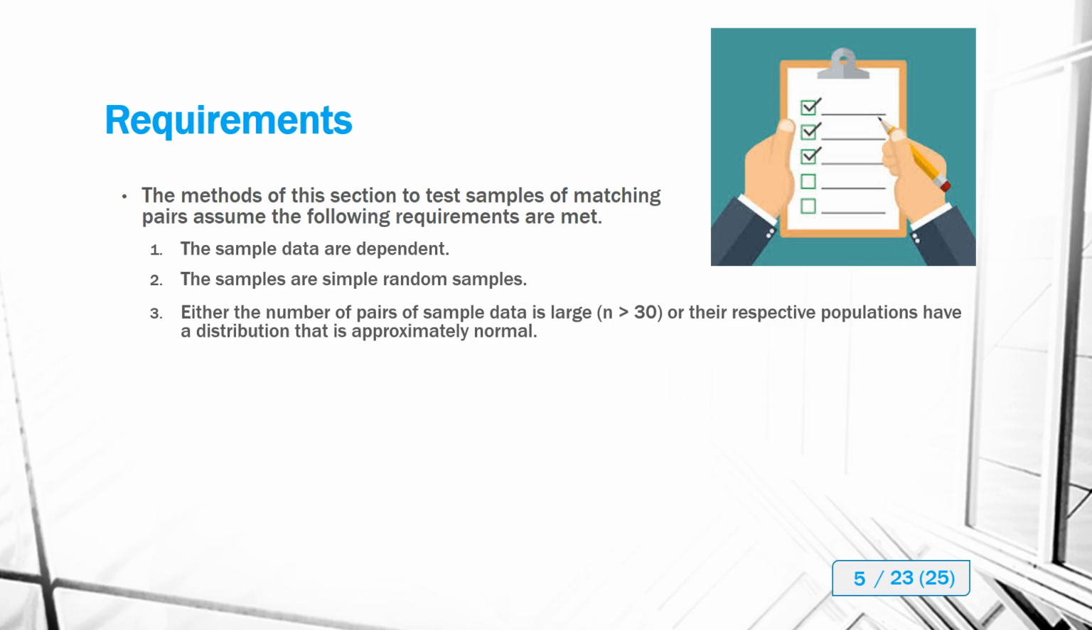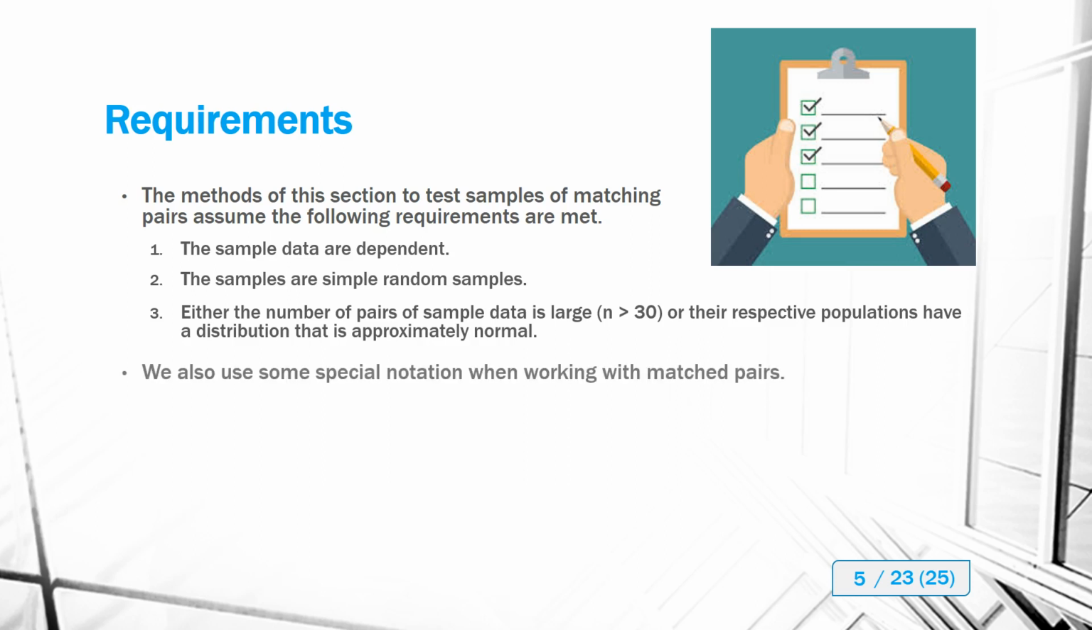That's typical. And another typical requirement, either the number of pairs of sample data. Notice, not the sample size. We're looking at the number of pairs of sample data has to be greater than 30, or the respective populations are normally distributed. Again, we can get away with not having a normal distribution for the population if the sample size is greater than 30, because central limit theorem comes in and says if our sample size is greater than 30, we can use the normal distribution to approximate.